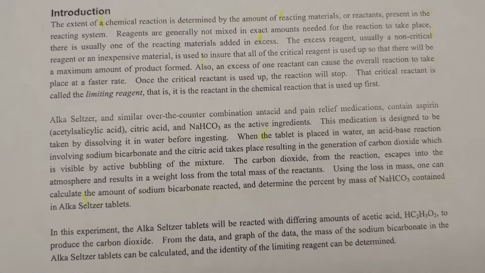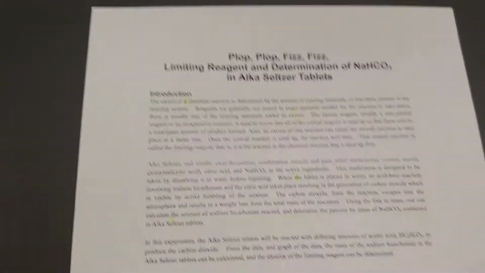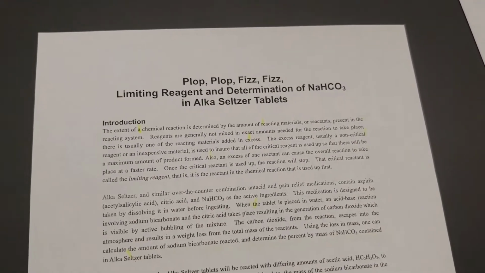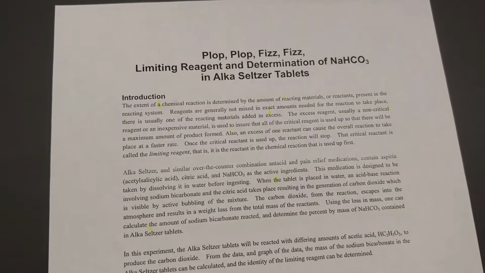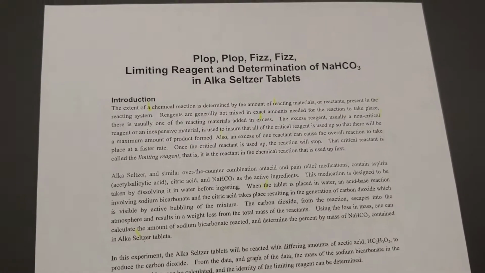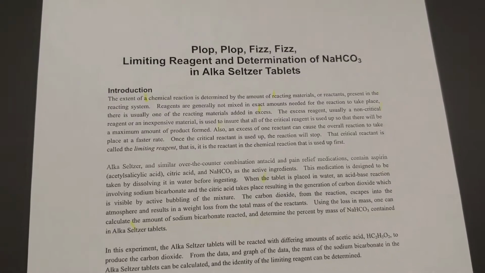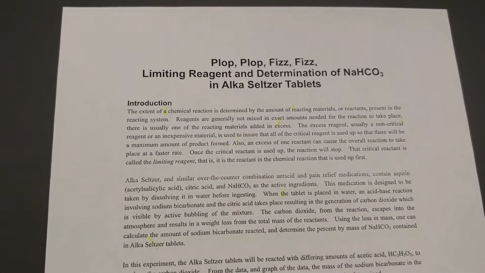In this reaction, when you place the Alka-Seltzer tablet in water, you get an acid-base reaction. And in that acid-base reaction between the acid and the base, you get the generation of carbon dioxide. And we'll be able to see that by seeing the bubbles, right? So that fizzing part of the reaction is the fizzing of the carbon dioxide bubbles.